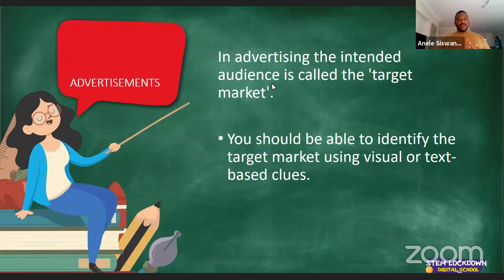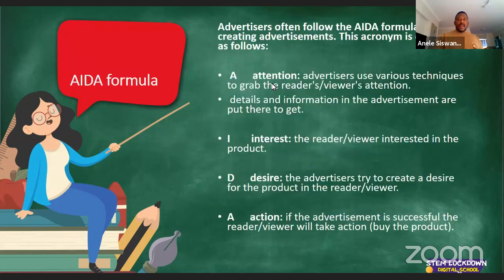As a reminder, in advertising, the intended audience is called the target market. You should be able to identify the target market using visual or text-based clues. We focused again on the AIDA formula, depending on how you pronounce that, on creating an effective advertisement. And the acronym is explained as follows.